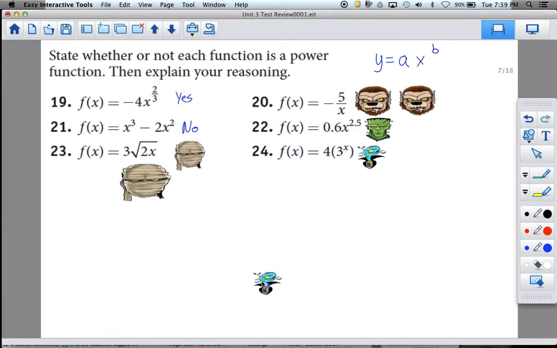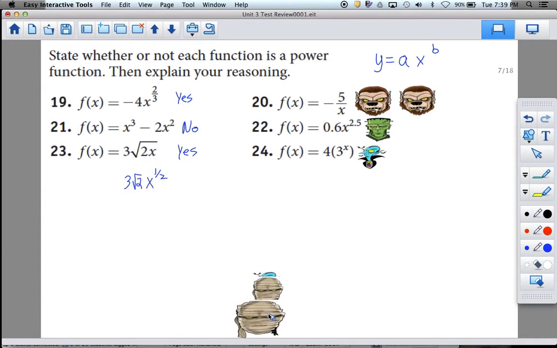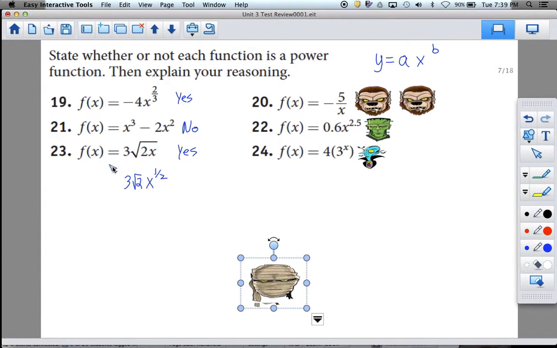21 is not a power function. We can't combine those two terms into one term like this. And then 23 is a power function. Yes, it is, but it's not in the correct format. To get it in the correct format, you would set it up like this. So you need to be able to tell which one is a power function, and if it's not in the correct format, how to convert it to the correct format.